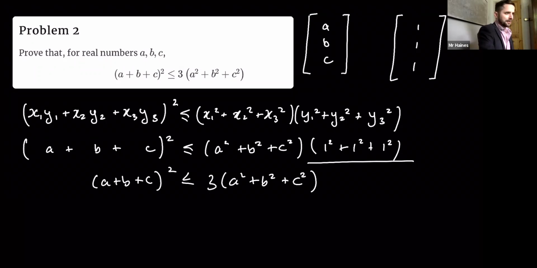And if you want to make a bit of money with your friends, what you could do is bet them that they can't make the left-hand side bigger than the right-hand side. So say if you add together any 3 numbers and square them, I bet you can't make it bigger than 3 times the sum of the squares of those numbers. And everybody thinks they can, but you can't. Cauchy-Schwarz guarantees it.